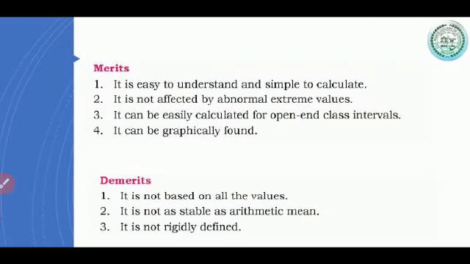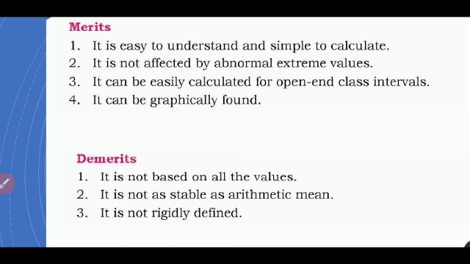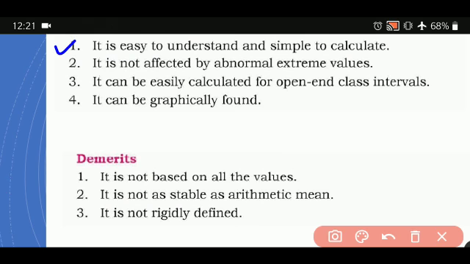Next, we are going to see the merits and demerits of mode. What are they? The first one: it is easy to understand and simple to calculate. If you observe, the first merit points are one and the same, with little changes here and there. Second, it is not affected by abnormal extreme values, because you are choosing as mode the value which repeats the maximum number of times. Third, it can be easily calculated for open class intervals. Fourth, it can be graphically found. These are the merits of mode.